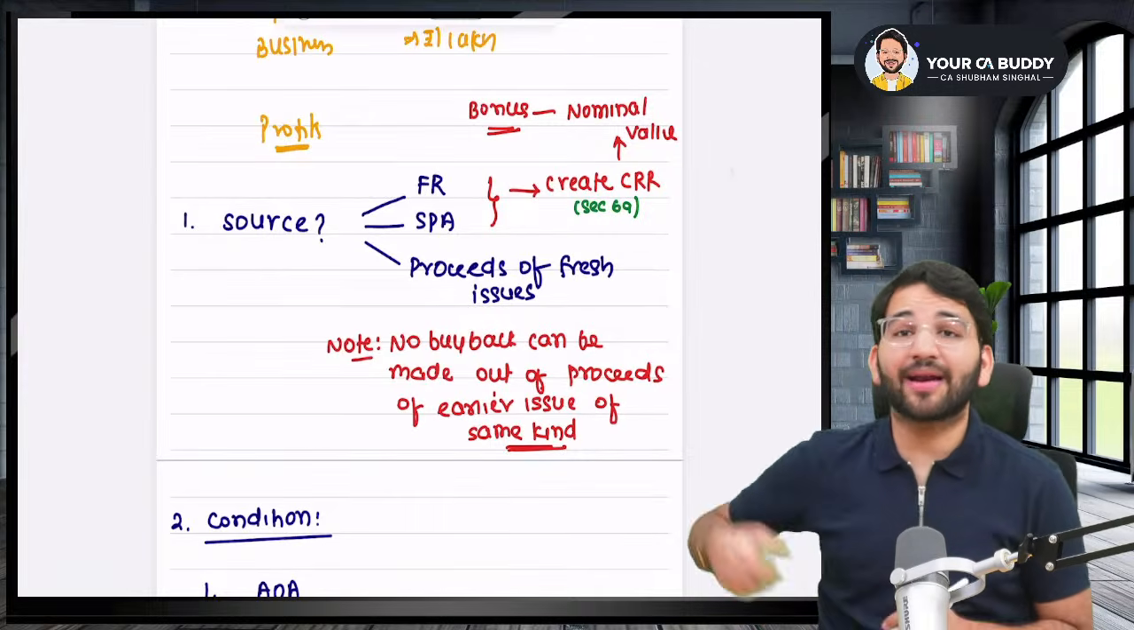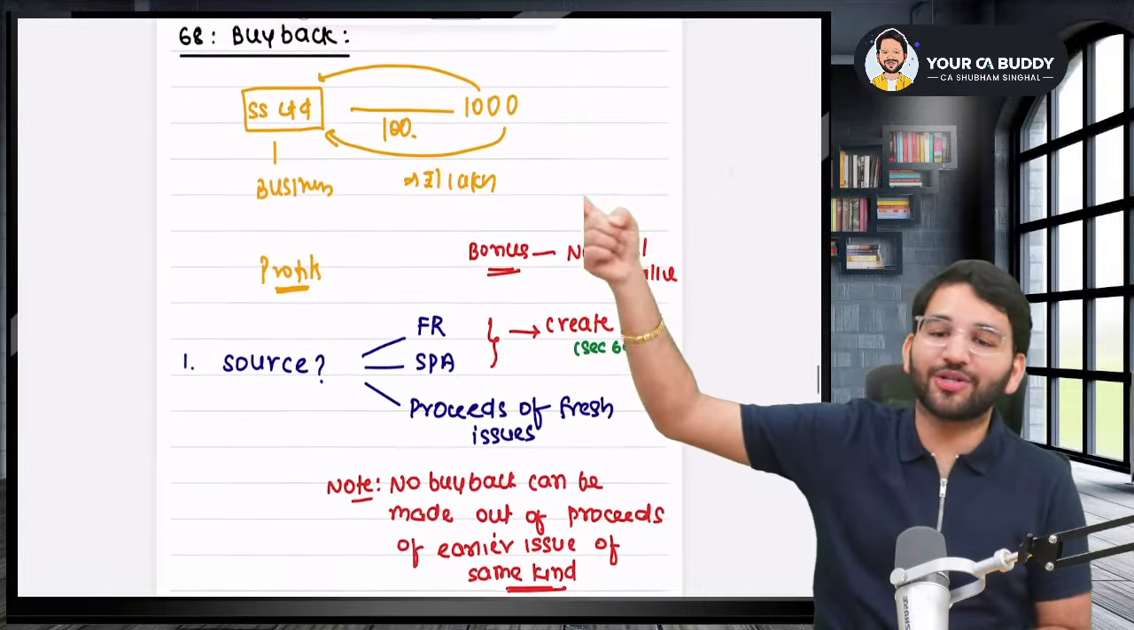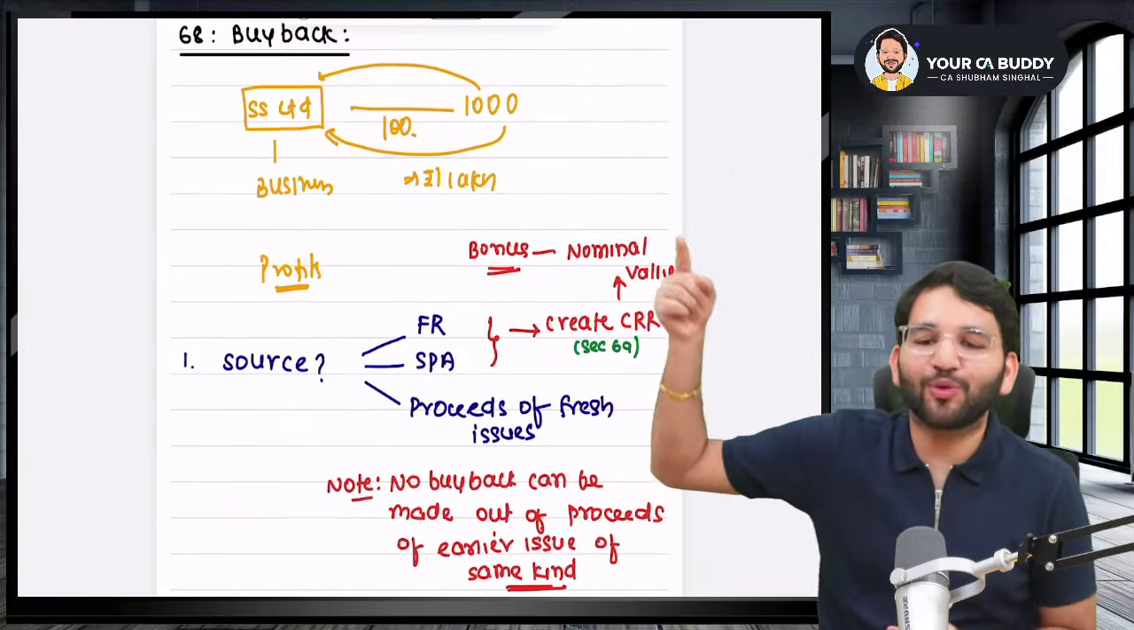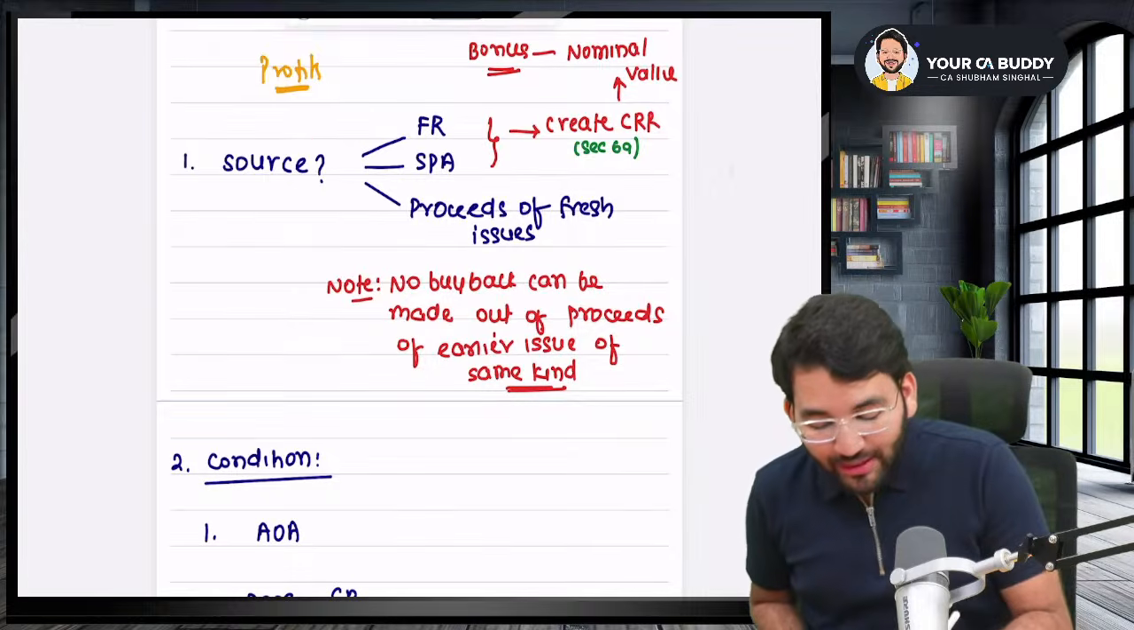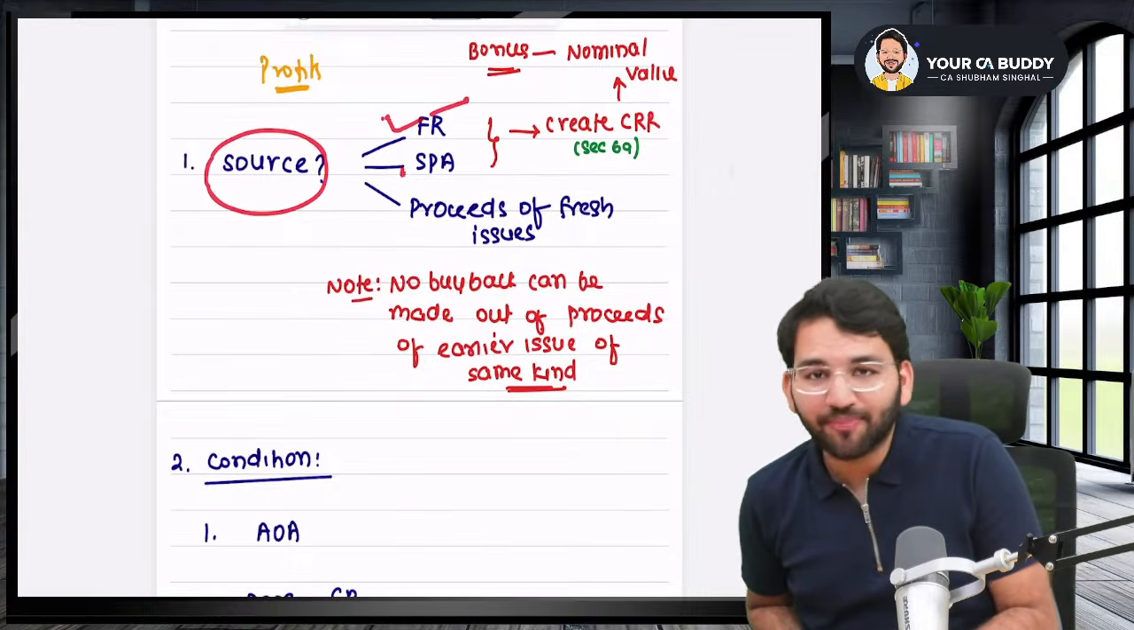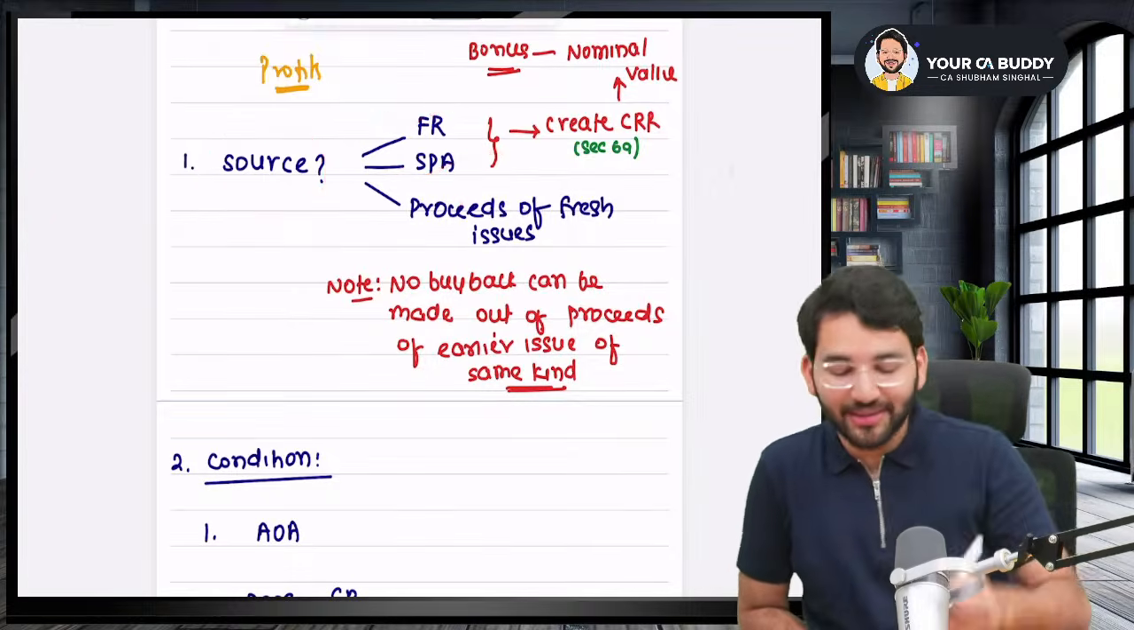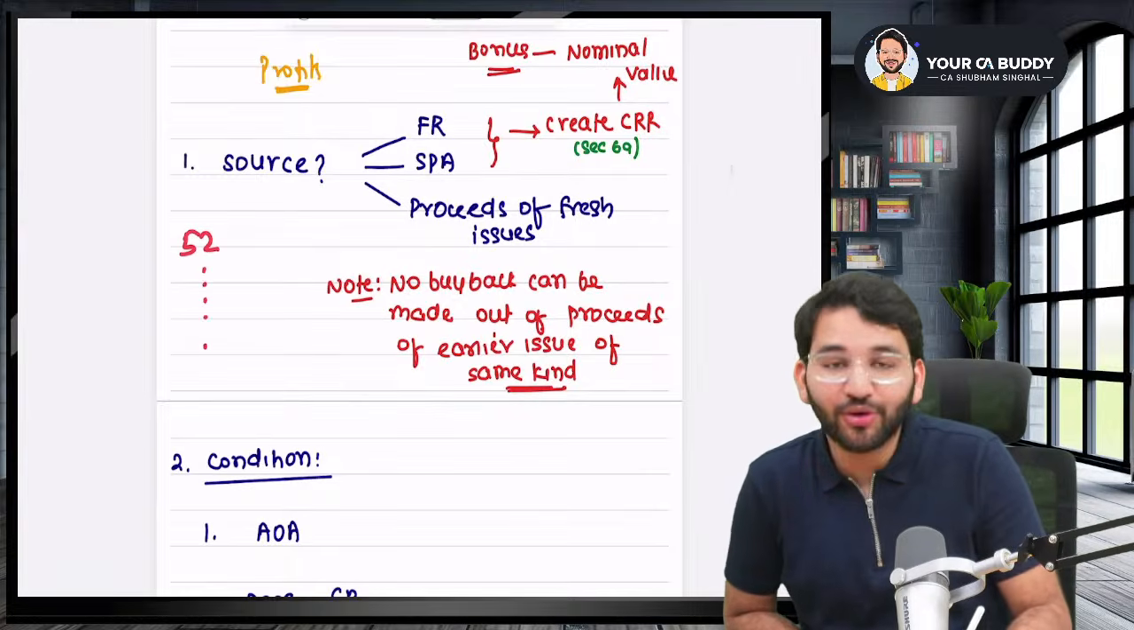You'll have to create a CRR, and that will be used only for the bonus shares. How much CRR will you create? Up to the nominal value of the shares. However, what are the three sources, sir? Free reserves can be used, securities premium account can be used. Remember Section 52(5) on the usage of your securities premium account.